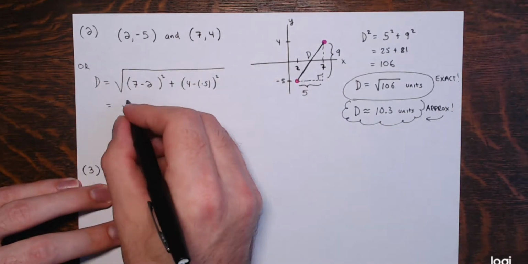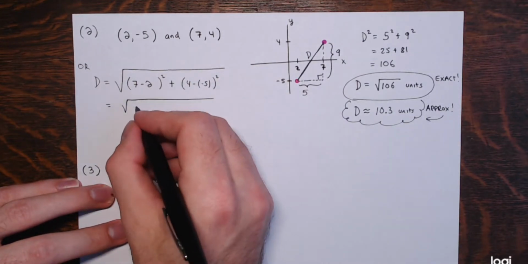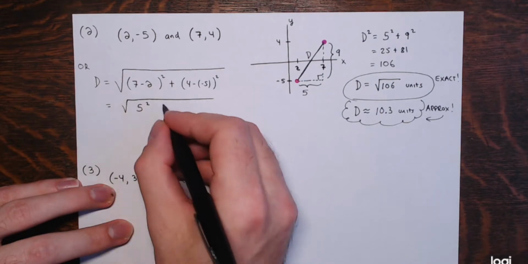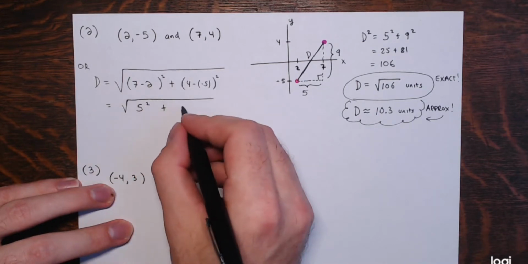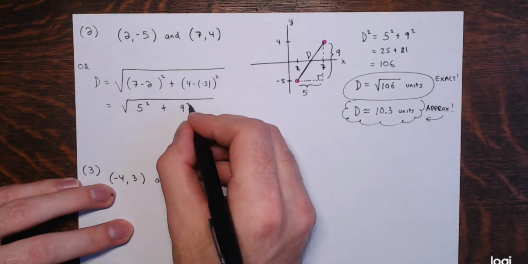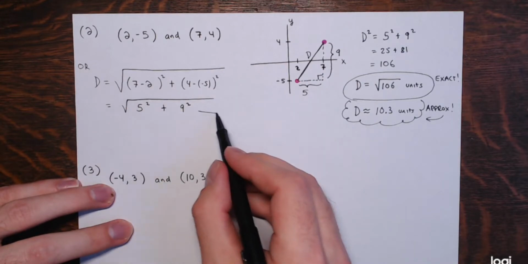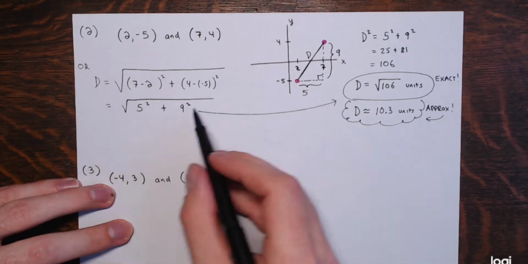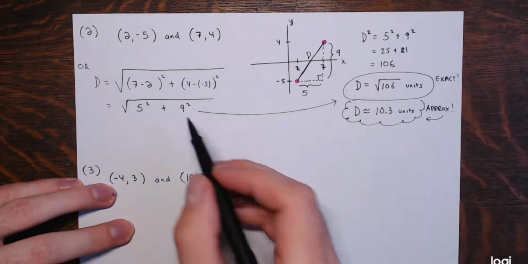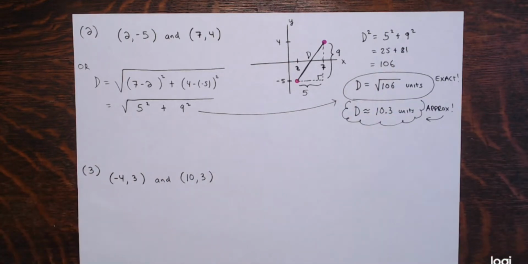Well, that would be the square root of, 7 minus 2 is 5, and then you're going to square that. 4 minus -5 is 9, right? 4 plus 5, and then you're going to square that. And you see that this is exactly the same thing. It's 25 plus 81, exactly what I have over here. So we would end up with the square root of 106 units, or approximately 10.3 units apart these 2 points are. Okay, wonderful.